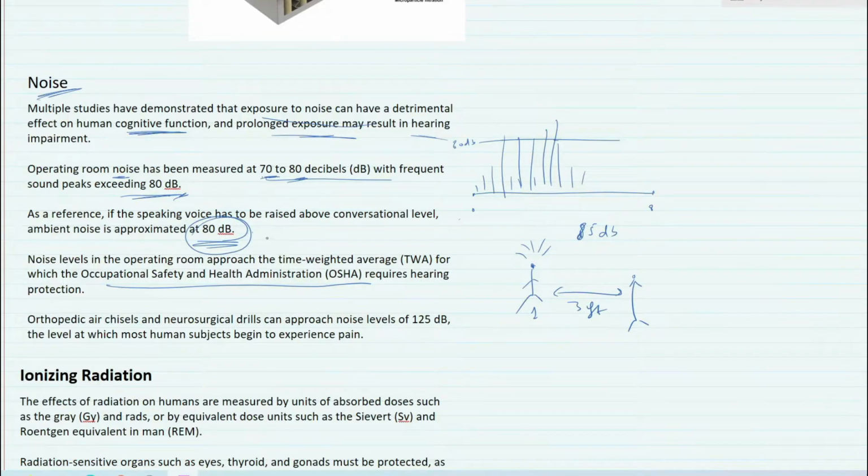And in operation theaters, we have certain equipment such as orthopedic ear chisels and neurosurgical drills. They can approach a noise level of 125 decibels, and this is the point where most human subjects begin to experience pain. And this is the reason why OSHA requires hearing protection in OTs.